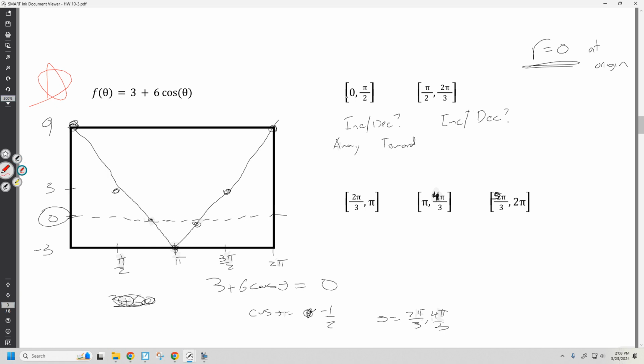0 to pi over 2. Positive values getting less positive. We are decreasing. We're going towards the origin. Pi over 2 to 2 pi over 3. Positive values getting less positive. We are decreasing. We're going toward the origin.